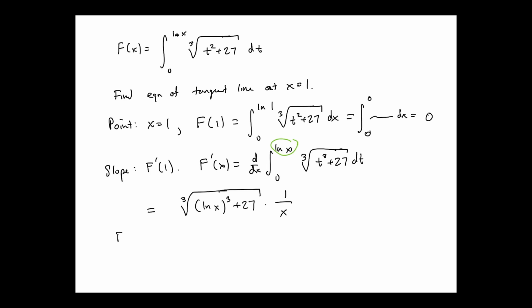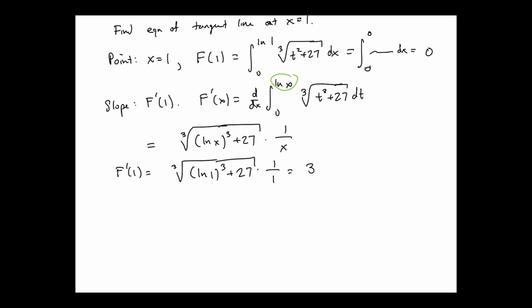Okay, so f prime of 1 would be, what do we get if we plug 1 into this? It'll just be the cube root of 27, which is 3. Okay, and so our equation is y minus the y-coordinate equals the slope times x minus the x-coordinate. Okay?